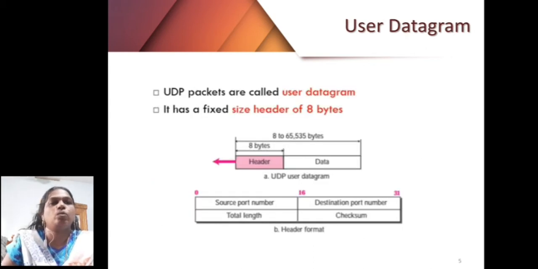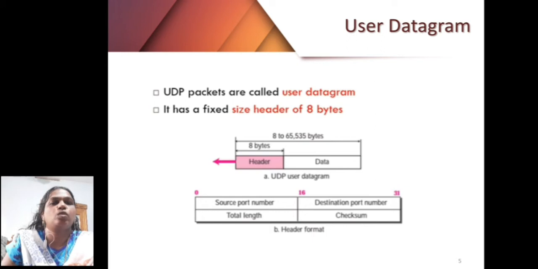Next is about the UDP datagram. The packets that are sent with the help of the UDP protocol are called datagrams. The size of the datagram can be from 8 bytes to 65,535 bytes, that is 2 power 16. The value of 2 power 16 is 65,535 bytes. The size of the UDP header is 8 bytes.